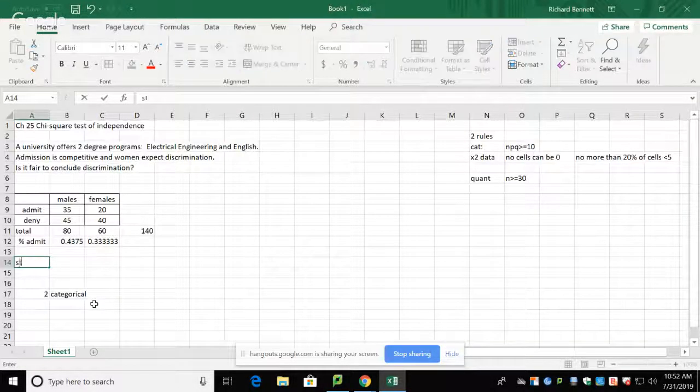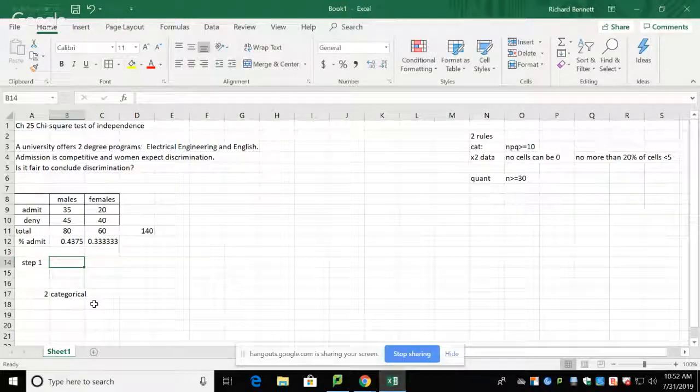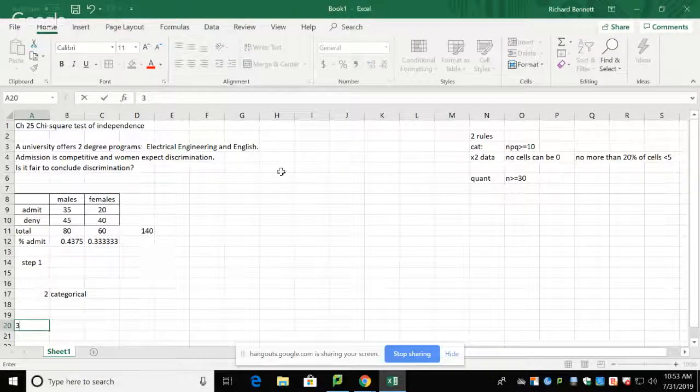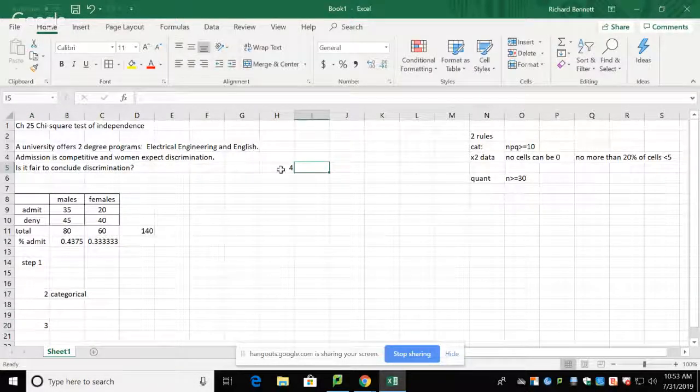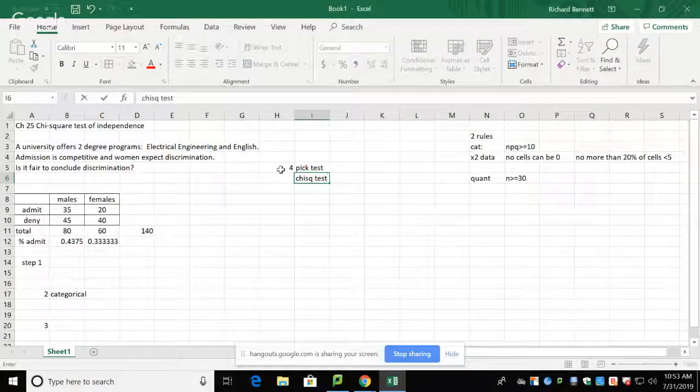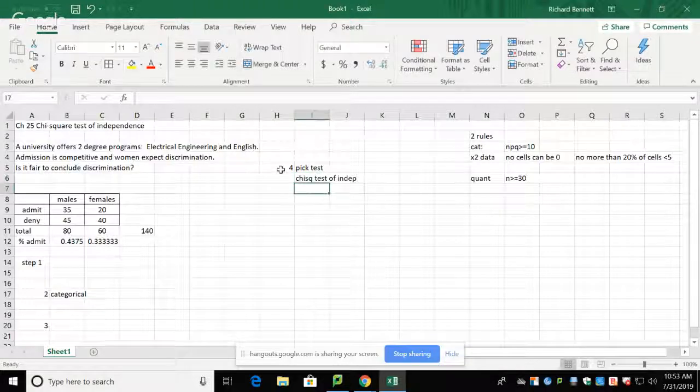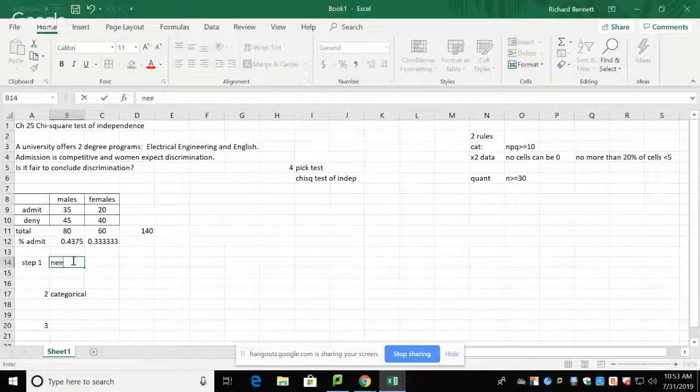So, step number 1. Actually, I'm going to skip a couple of steps here because I want to go to step number 4. What's step number 4? Pick the test. And what test are we picking? Chi-square test of independence. Now, there are other tests of independence. There are other chi-square tests. We're not going to learn about them in our class. Because it's a chi-square test of independence, I need row and column totals.